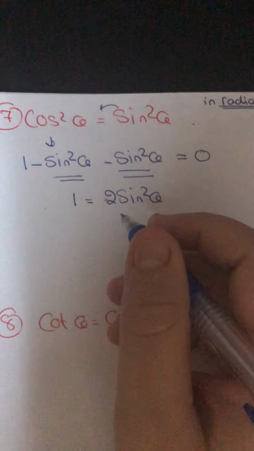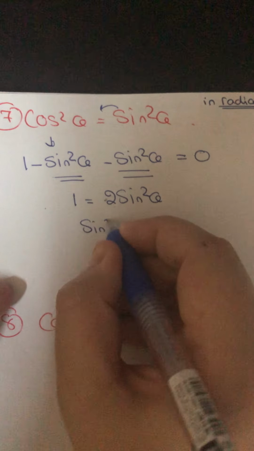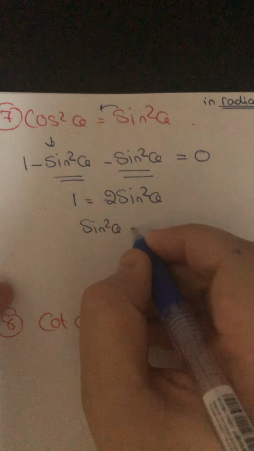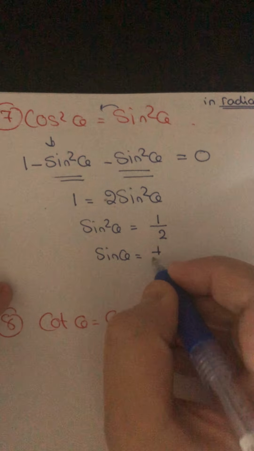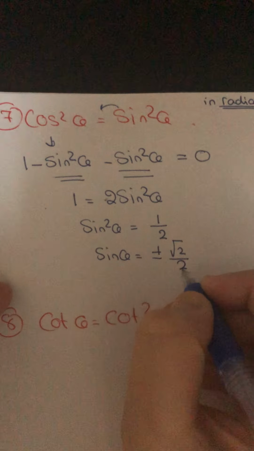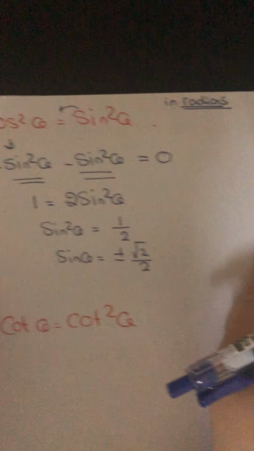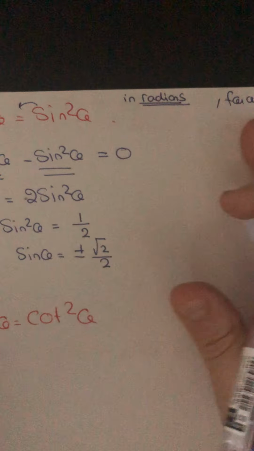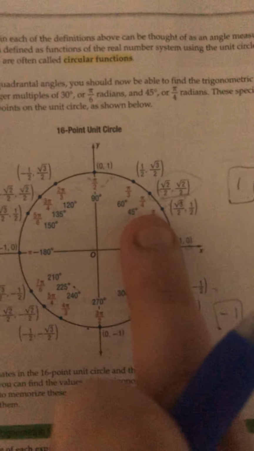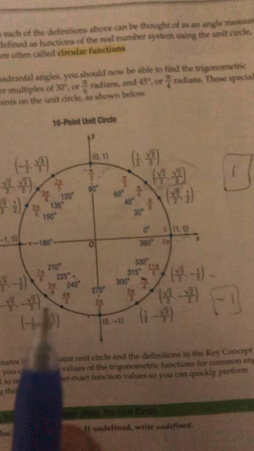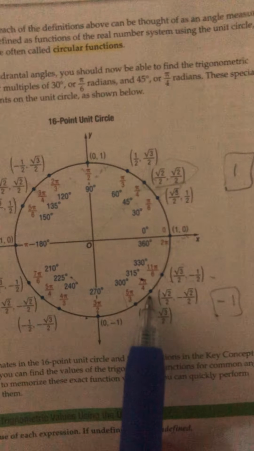Okay, I'll tell you another easy way to do that. Or sine squared theta equals half. So sine theta equals, don't forget, plus or minus root 2 over 2. And over here in this question, they said they want the answers in radians for all values of theta. So they didn't give me a specific interval, and they want the answer in radians. So over here they want root 2 over 2 plus or minus, so all the quadrants. This is pi over 4, right? And 3 pi over 4 and 5 pi over 4 and 7 pi over 4.